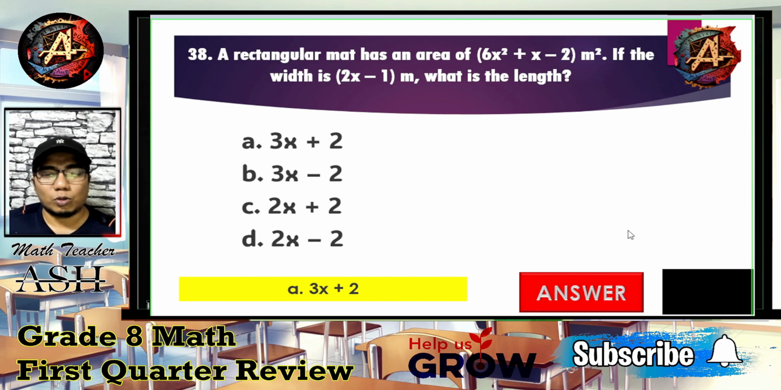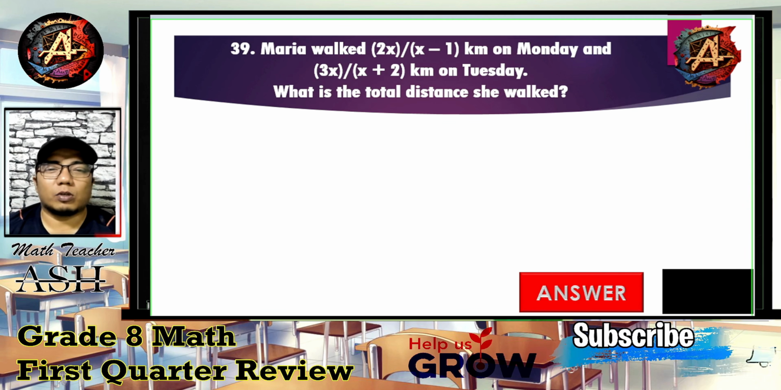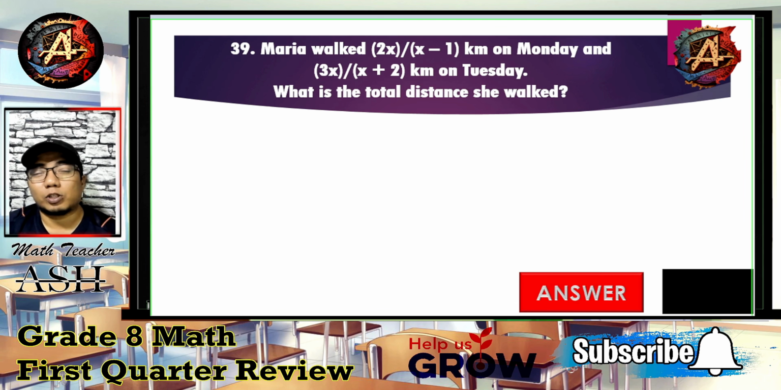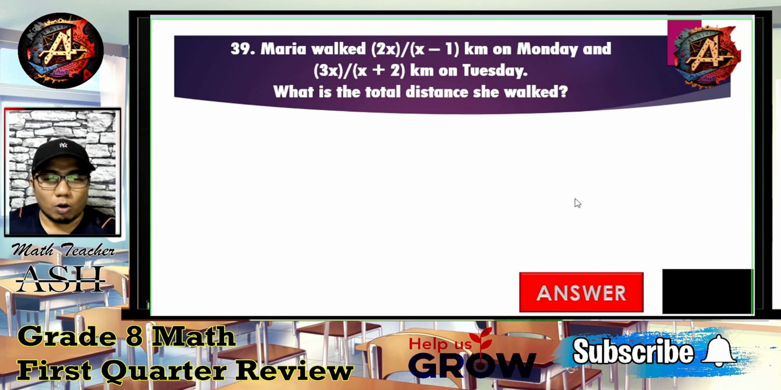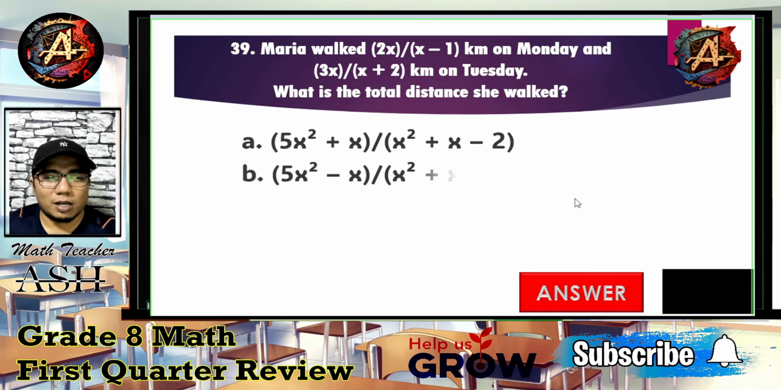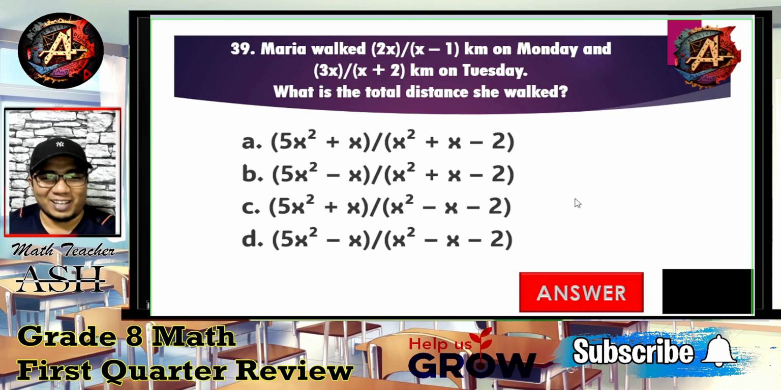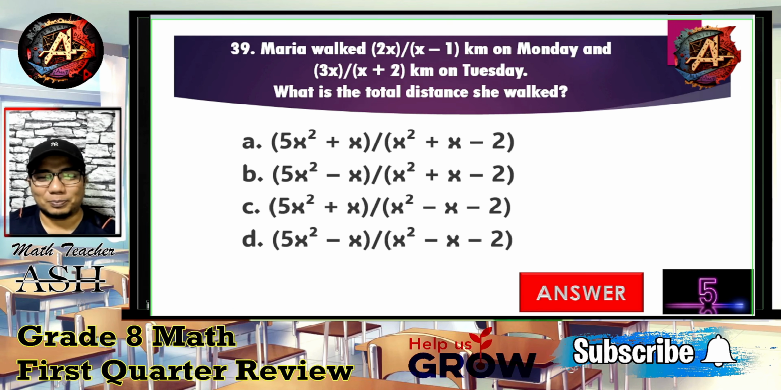Alright, now let us go to question number 39. Question number 39. Maria walked 2x over x minus 1 kilometer on Monday and 3x over x plus 2 kilometers on Tuesday. What is the total distance she walked? Is it A, this one, B, this one, C, this one, or letter D, this one? Alright, I'll just give you 5 seconds to think about your answer.